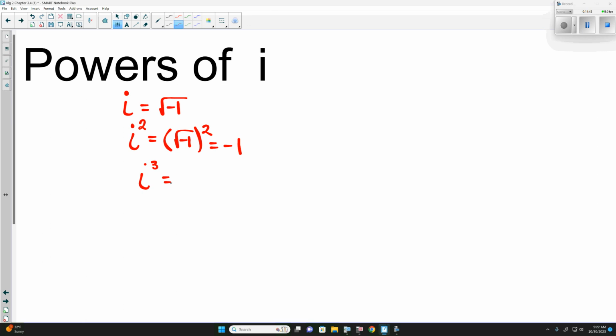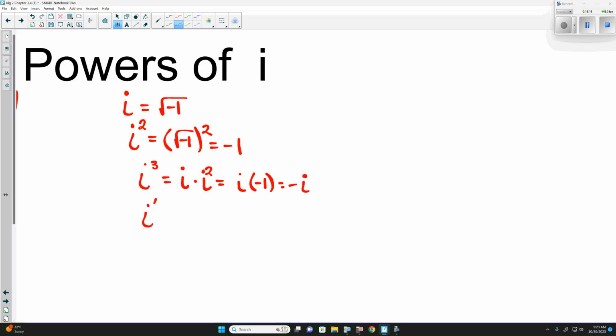I cubed. Now we can look at it as the square root of negative 1 cubed. Or really it's just I times I squared, because we have 3 of them. And the reason I use I squared is because we know what I squared is, yes? What is I squared? So we're saying that we have I times -1, which is negative I. Okay?